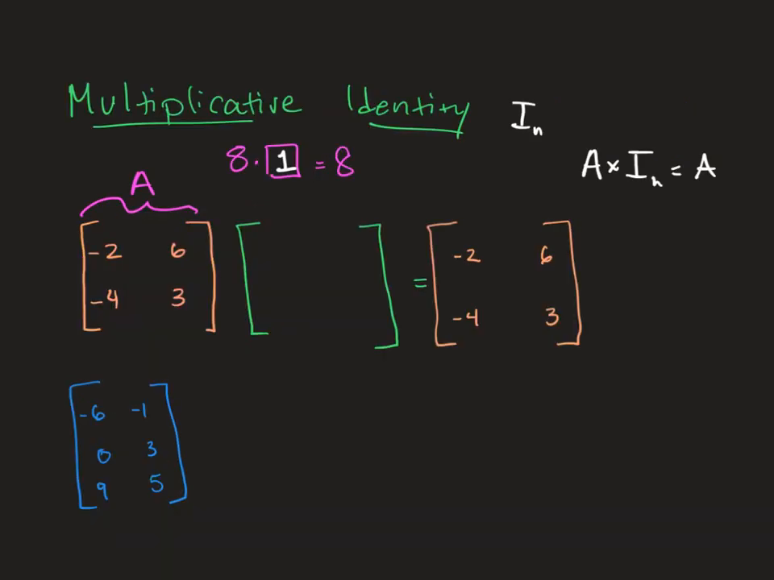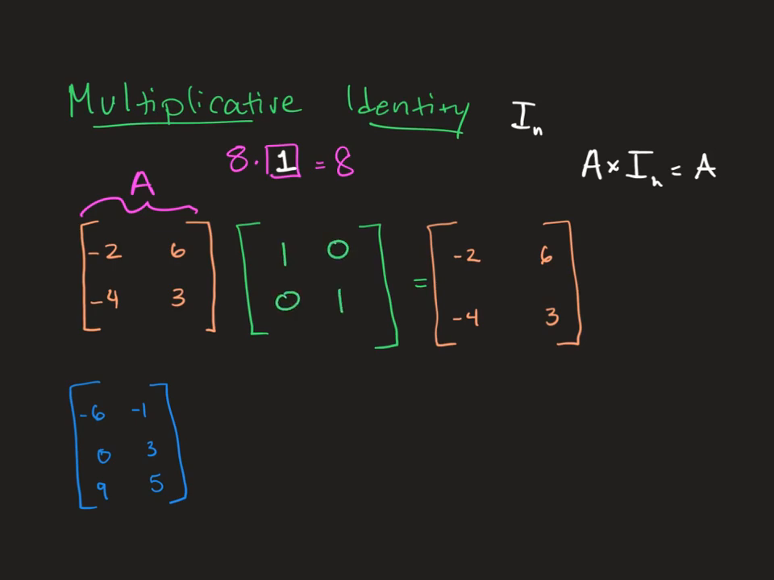Okay, the last thing is the multiplicative identity, which is basically, if I have some matrix A, what can I multiply it by to get that same matrix A? In regular numbers, it's just 1. So 8 times 1 is equal to 8. And it turns out in this case that it's pretty similar. The matrix you would multiply by is this.